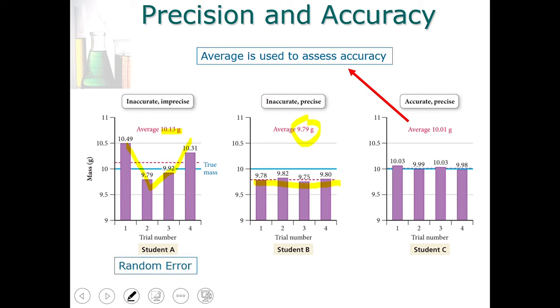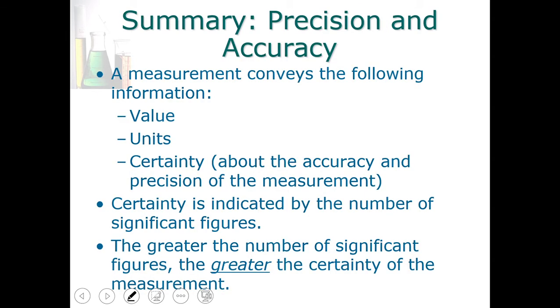Okay, let's summarize what we have here. Student A is representative of what we call random error. Student B is representative of what we call systematic error. So when we report a measurement, we want to convey 3 things in the information. Number 1, the value. Number 2, the units of measurement. This is important. And number 3, the certainty. How certain are we about the accuracy and precision of this instrument?